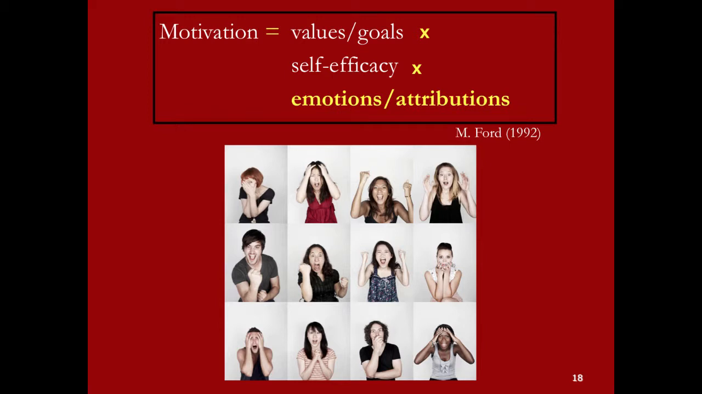This is part 2 of the lecture on social cognitive factors that influence learning and motivation. We've been going through the factors that, when multiplied together, equal our motivation. We've reviewed values and goals and self-efficacy. In this portion of the lecture, we're going to look closely at how our emotions and attributions affect our motivation.